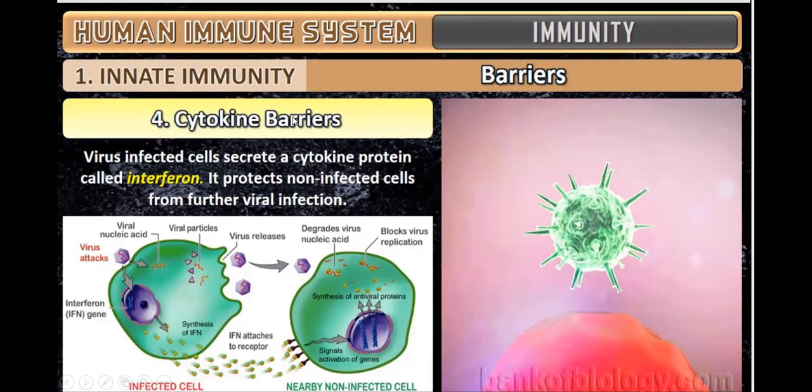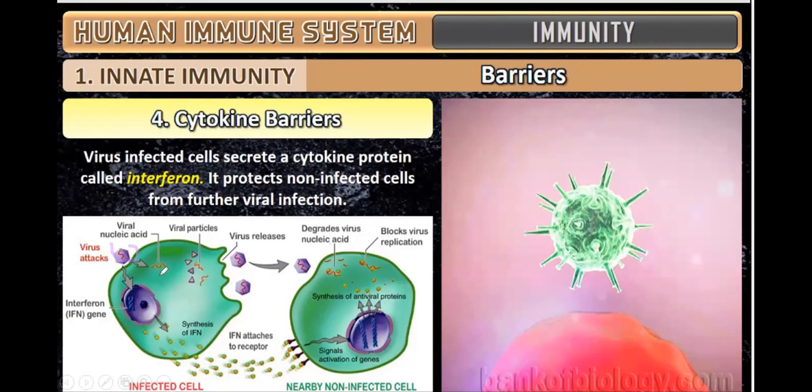Then the cytokine barrier. Virus-infected cells secrete a cytokine protein called interferon. What is interferon? It is a protein secreted by virus-infected cells, not bacteria-infected cells. Virus-infected cells secrete this cytokine protein called interferon. It protects non-infected cells from further viral infection.